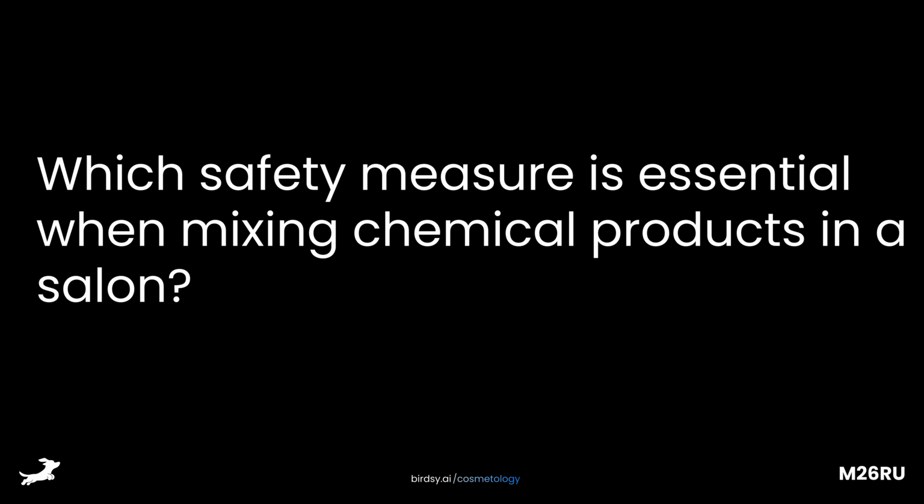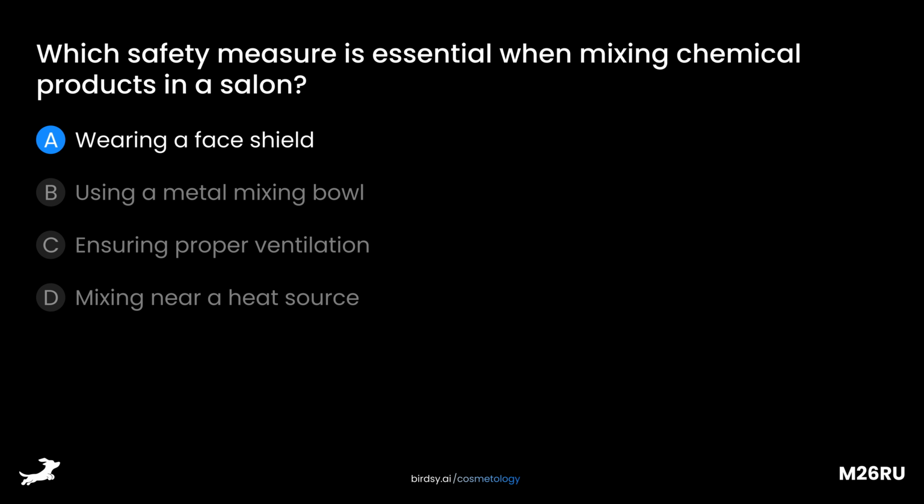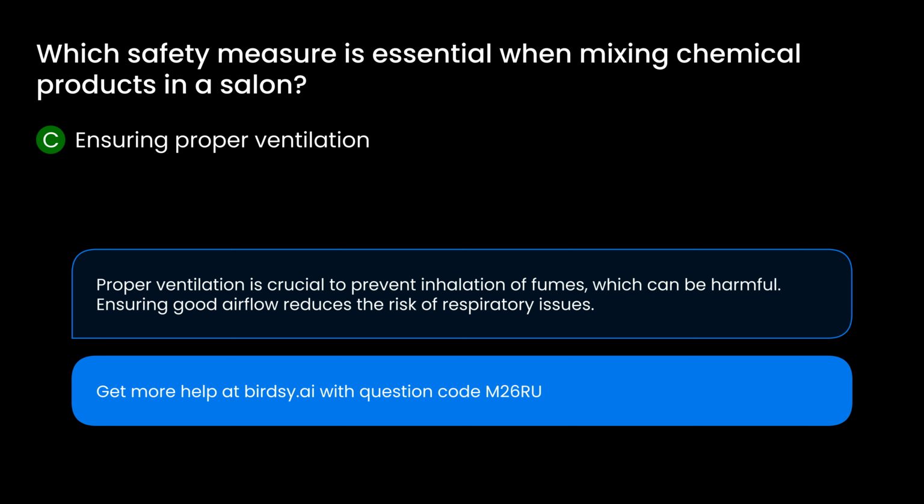Which safety measure is essential when mixing chemical products in a salon? Is it A, wearing a face shield, B, using a metal mixing bowl, C, ensuring proper ventilation, or D, mixing near a heat source? The answer is C, ensuring proper ventilation. Proper ventilation is crucial to prevent inhalation of fumes, which can be harmful. Ensuring good airflow reduces the risk of respiratory issues.